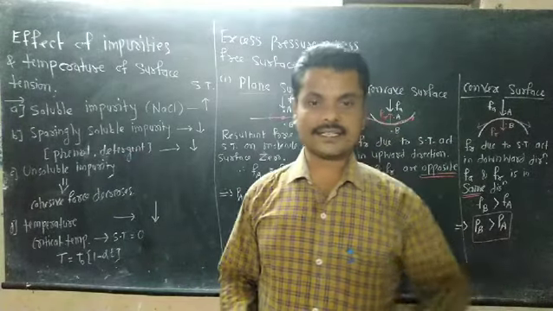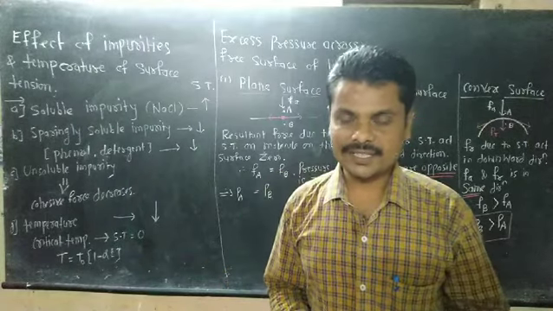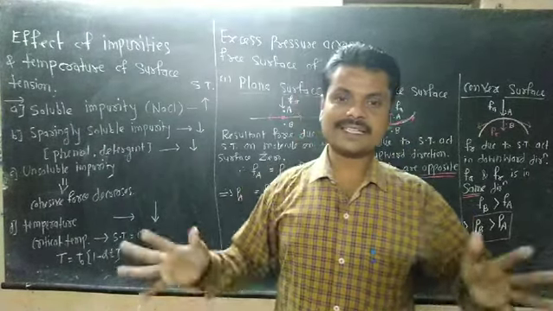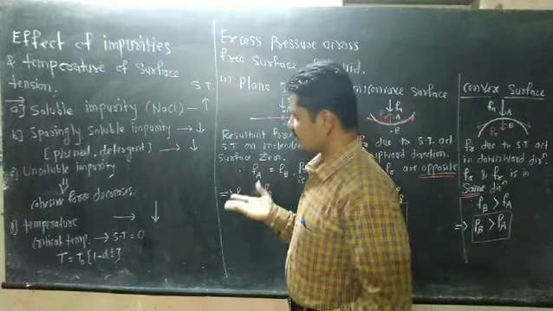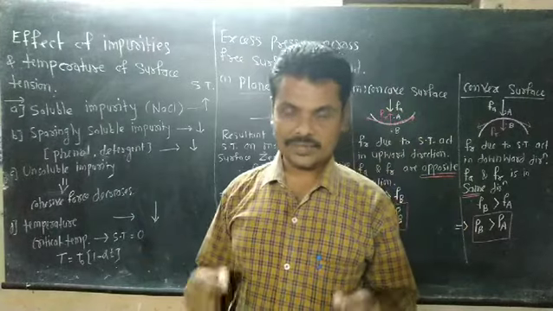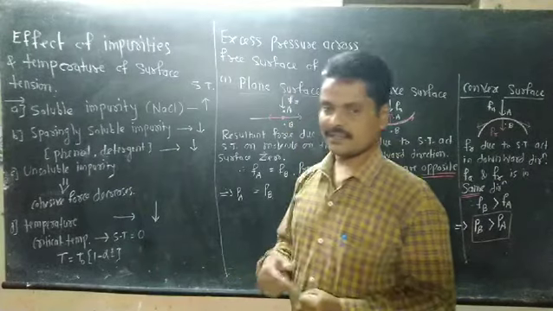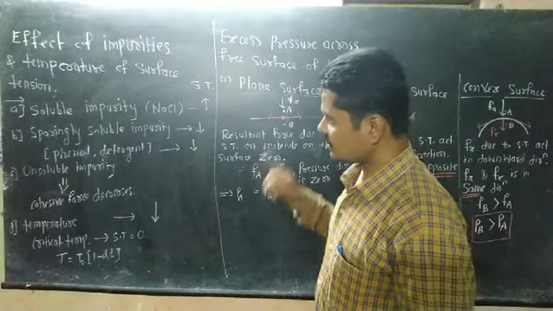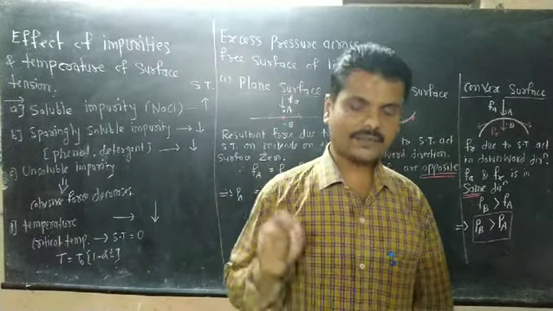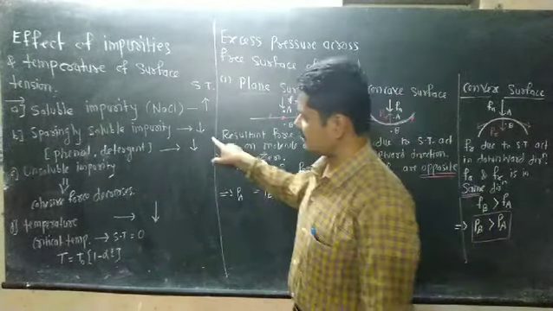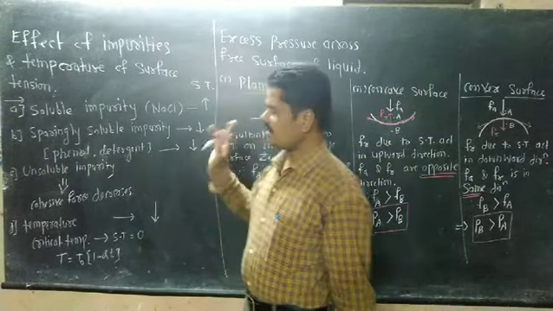You can add detergent to the water so that its surface tension decreases, and when surface tension decreases, the water spreads easily. For better washing action, you require low surface tension of the water, so you can add detergent to that water. So the second point is, when you add a sparingly soluble impurity to water, the surface tension of water decreases, and sparingly soluble means phenol or detergent.